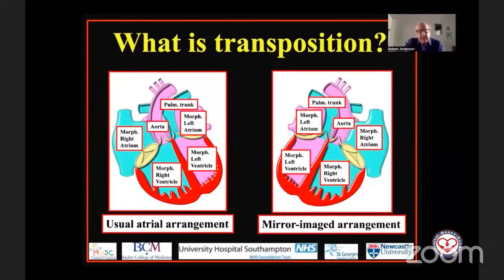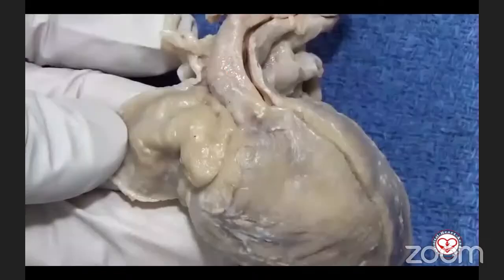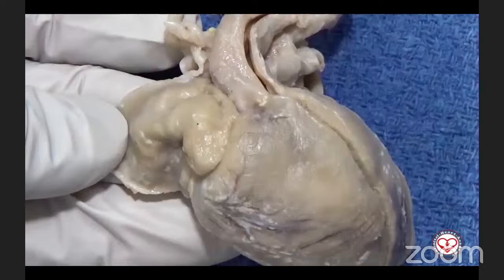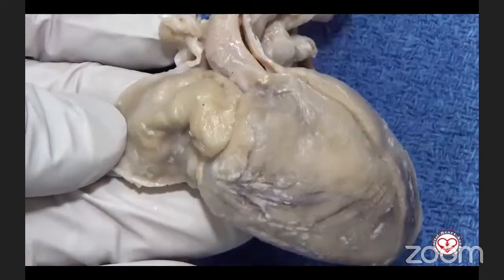So let's now look at these two major subsets. Diane's going to compare for us the arrangements where we have the typical arrangement, the usual atrial arrangement, and then a much rarer variant with multiple additional components in the setting of mirror image arrangement of the atrial chambers. What we usually see associated with transposition is usual atrial arrangement.